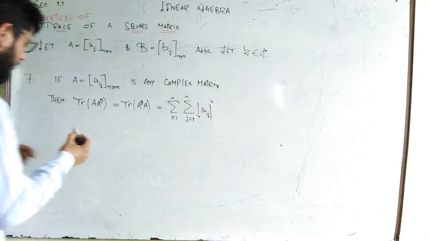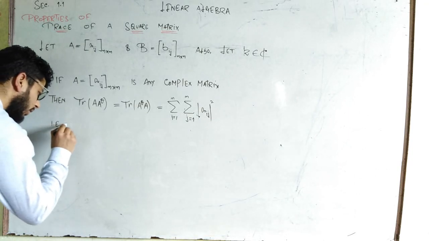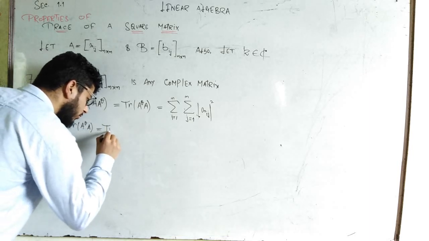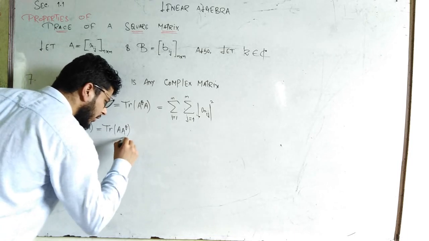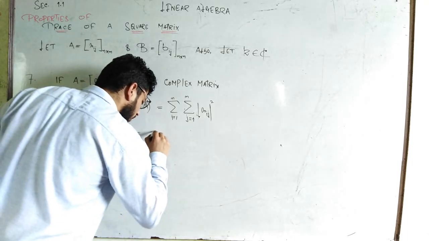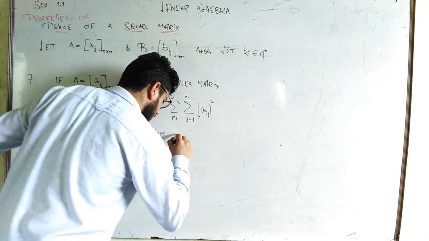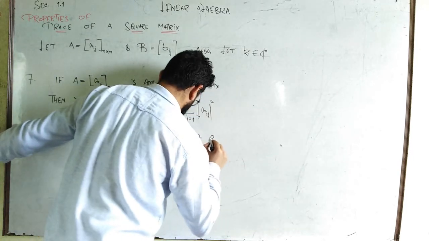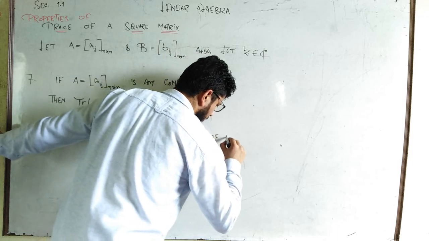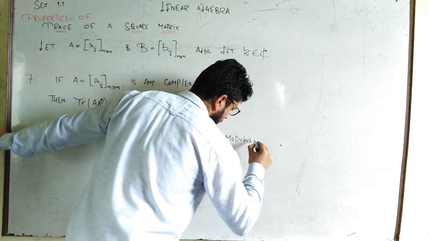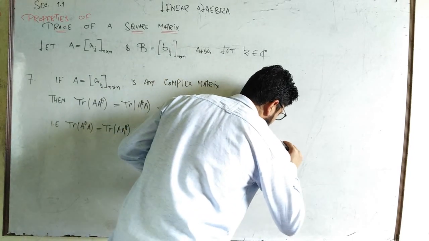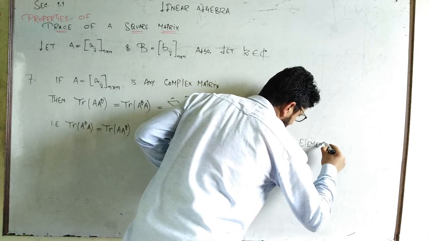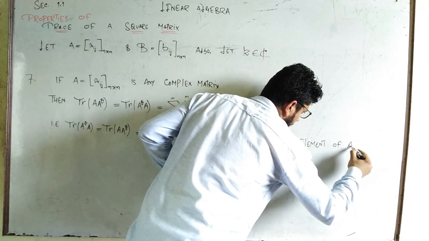Iska main proof bhi dunga, but that is... angrezi mein likhoge to trace of A transjugate A is equal to sum of squares of modulus of each element or entry, even right, element of matrix A. Okay.